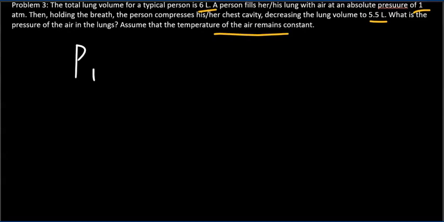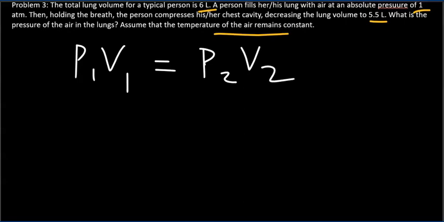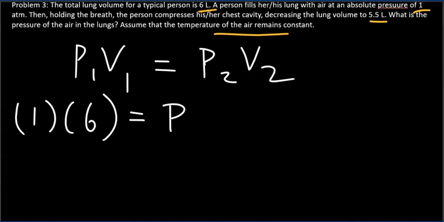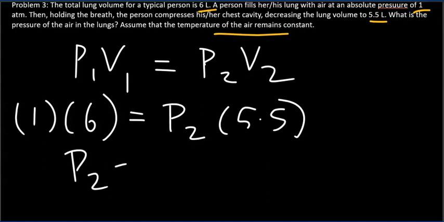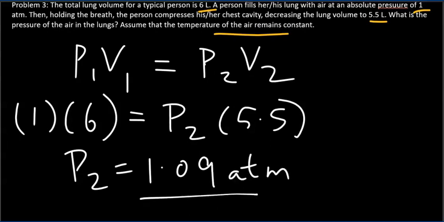So here we are dealing with Boyle's law. So P1V1 equals P2V2 because the temperature is held constant. So the initial pressure is 1 atm. Initial volume is 6 liters. The pressure at the end we don't know. And the final volume is 5.5 liter. And we can solve for the final pressure in a unit of atm, and that will turn out to be 1.09 atm, and that solves the problem.